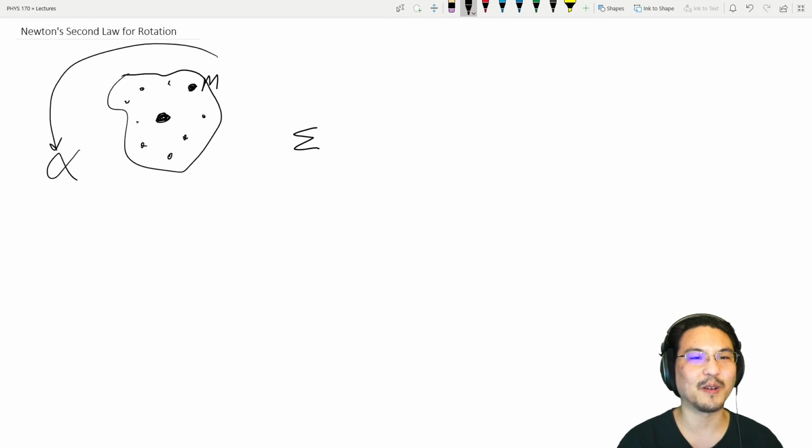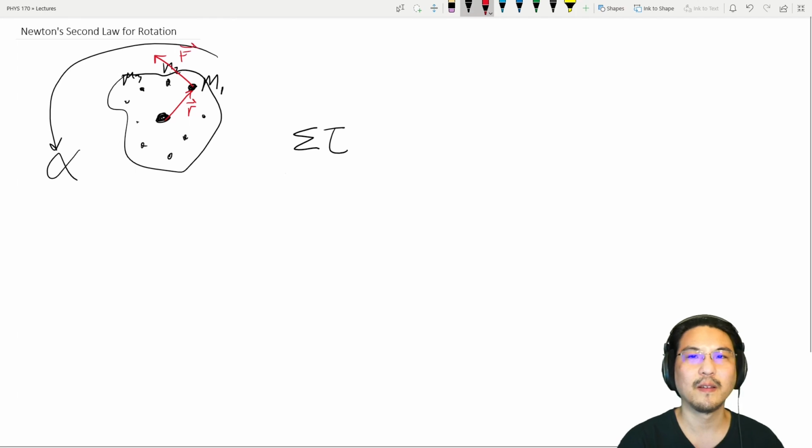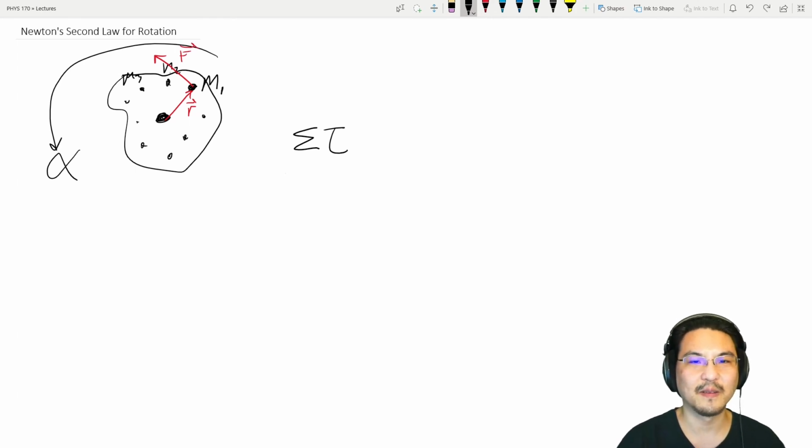So let's sum the torque for all of these discrete masses. So like M1 over here, M2 over here, M3 over here. So I'll just draw pictures for one of them. So what is torque? It would be R cross F. Right, so R cross F for every single one of these masses, if we have n of them.